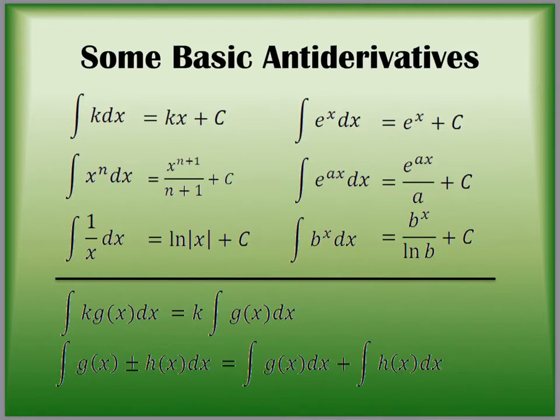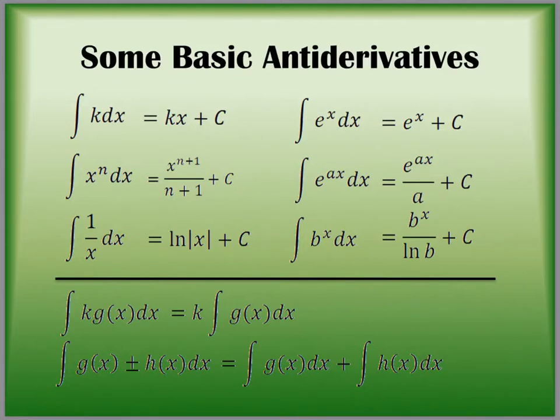These down here talk about what happens when you have a constant and what happens when you have a sum and difference. So if you have a constant, the constant doesn't affect the antiderivative. It's just the antiderivative of the part with the variable in it. If you have sums and differences, then we just separate them and we treat each of them individually the same way we would have before.